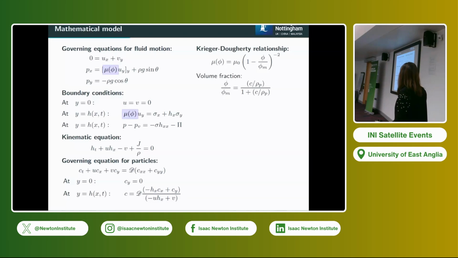Now, this is mainly the set of governing equations, but there are still a lot of unknowns in here. One of these is the viscosity. I mentioned that this depends on the particle concentration, and it follows a well-known relationship where mu naught is the viscosity of just a clean fluid with no particles. Phi is the volume fraction. Phi m is the maximum packing fraction. And this volume fraction basically is defined as the total volume of particles divided by the total volume overall of fluid and particles.